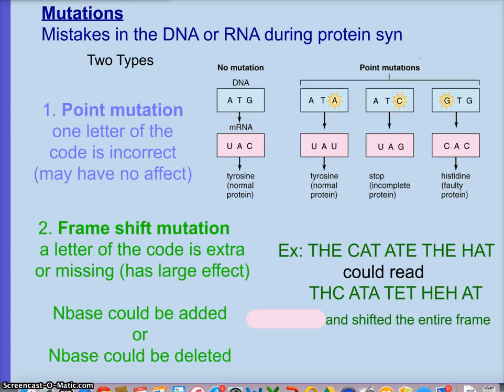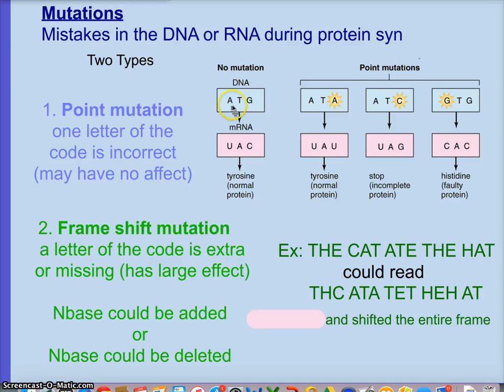Mutations. This is not as perfect as I made it seem. Things happen. When DNA makes RNA, there could be an error, and we saw this when we studied the cell cycle, okay? And these are some examples of errors that can occur. One is called point mutation. One letter of the code is incorrect, and sometimes it has no effect at all.